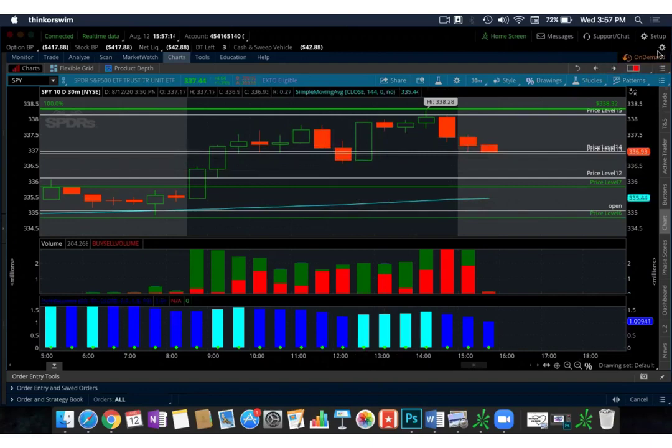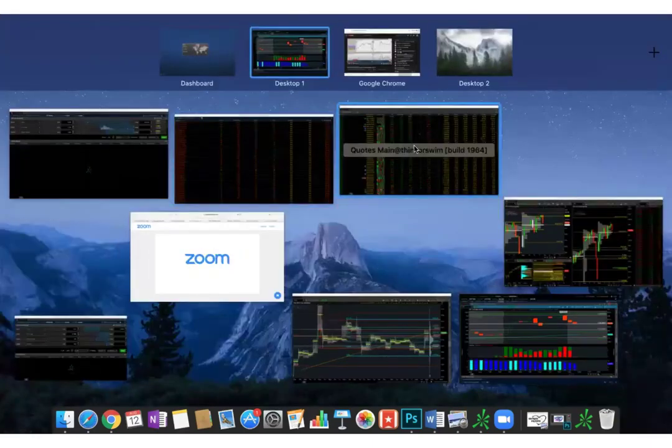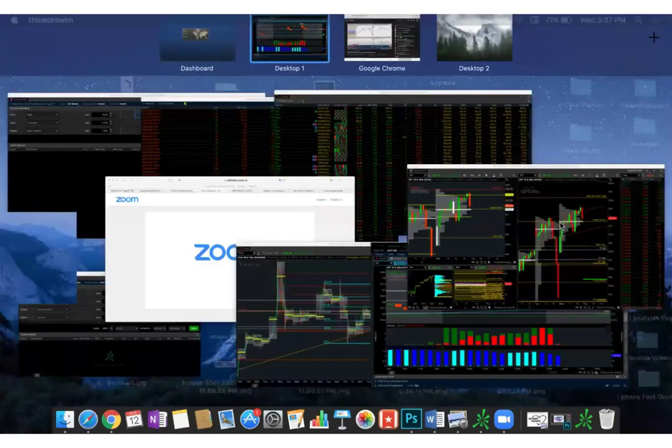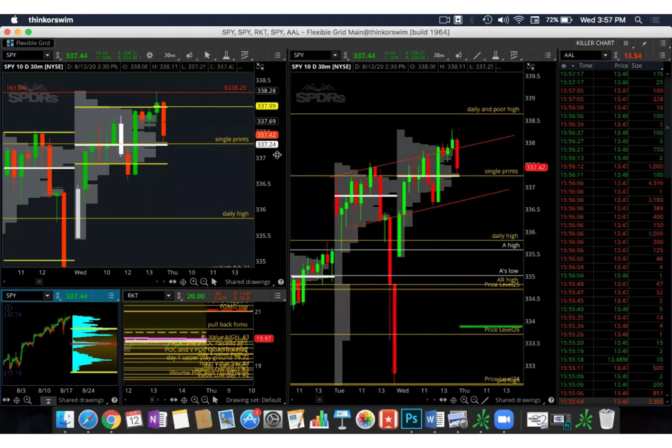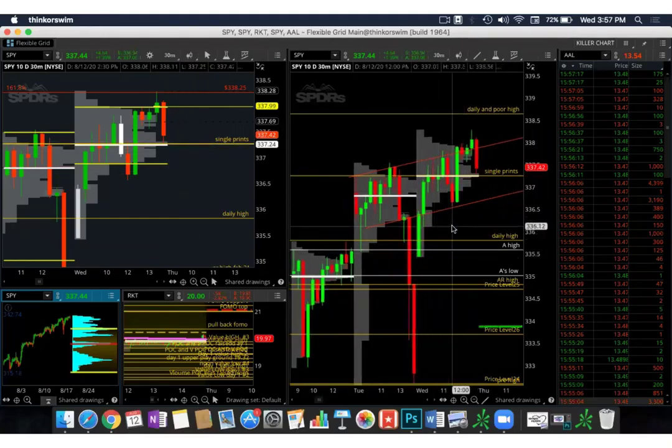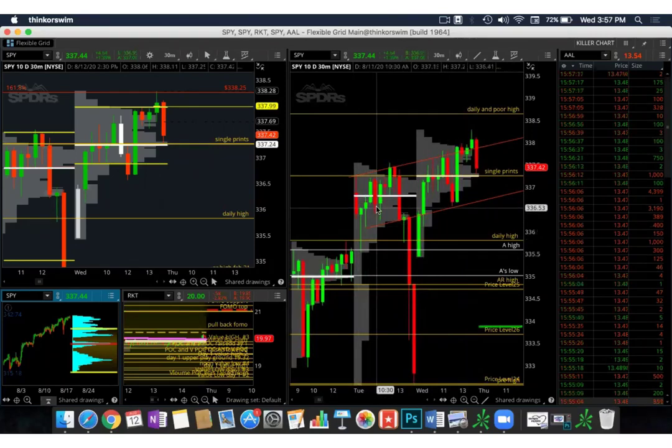But I'm not sure what else I can show you here. As far as this goes, this is what I call a killer chart. I'm using all of these different setups to make sure I can make educated decisions on support and resistance levels. This is pretty cool. I see a lot of people use it.